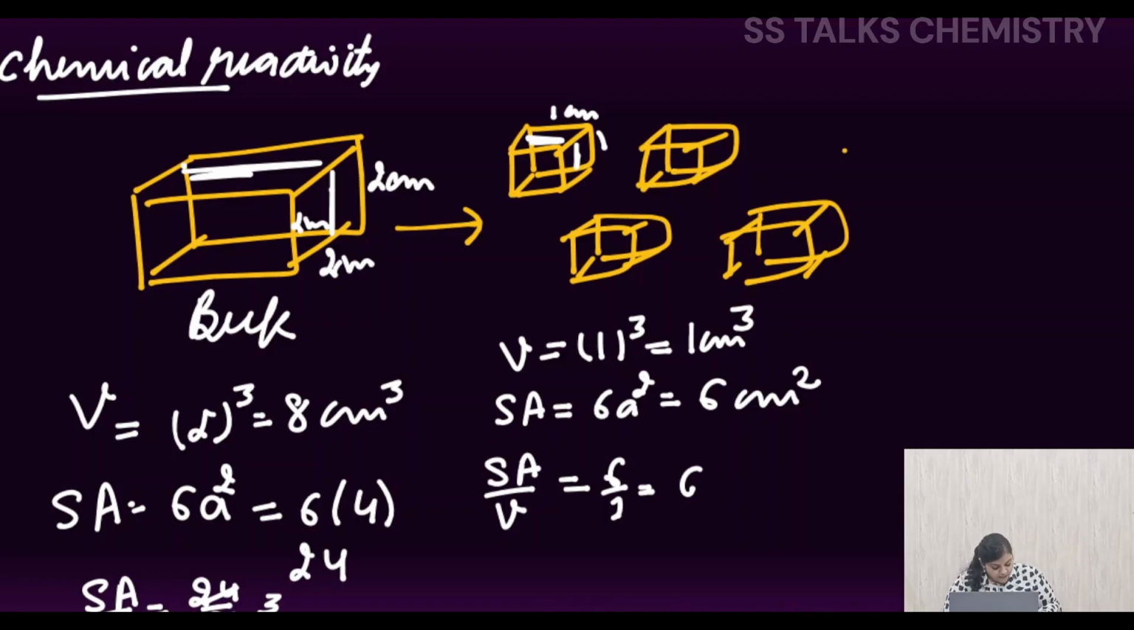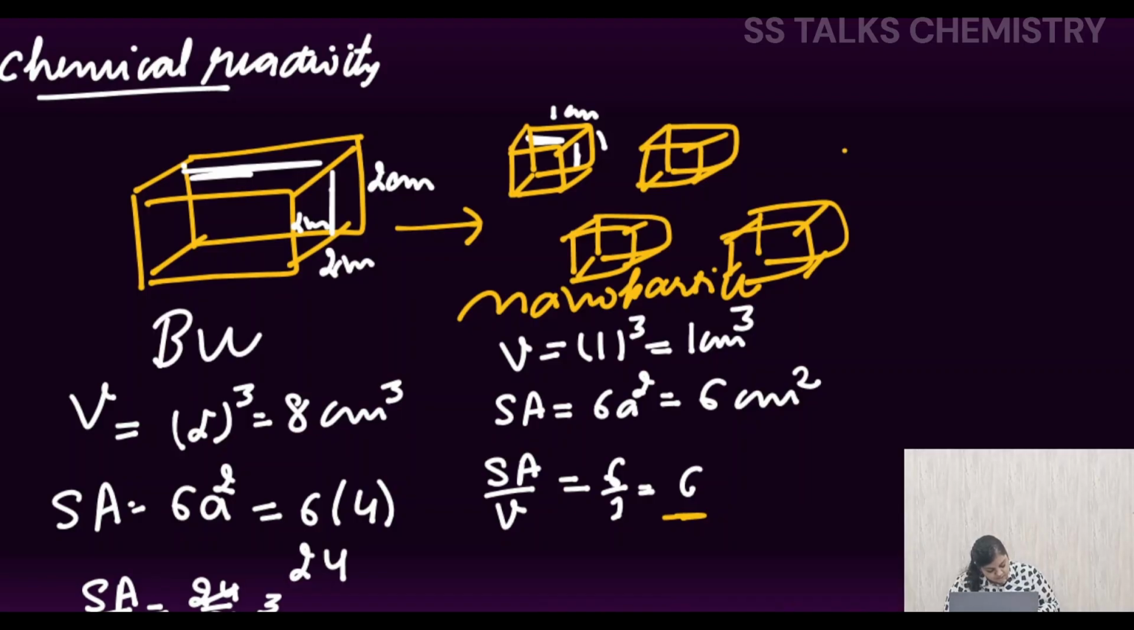So you can see as you go from the bulk to the nanoparticles, the surface area to volume ratio is increasing. In this case the ratio was 3, now we have 6. So the surface area to volume ratio has increased. Hence we can say that the chemical reactivity also increases when we go from the bulk to the nanomaterial. So this is the bulk, B-U-L-K, as you go from the bulk to the nanoparticles. This is the reason for that.